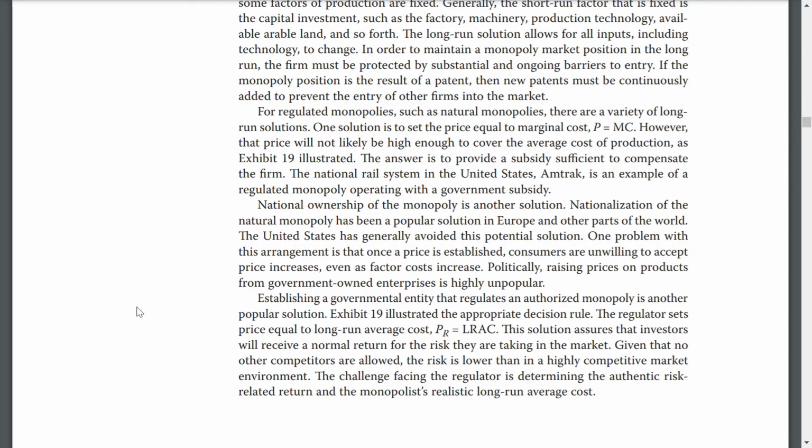Establishing a government entity that regulates an authority monopoly is another popular solution. Exhibit 19 illustrates the appropriate decision rule. The regulators set price equal to long-run average cost, or P equals LRAC. The solution assures that investors will receive a normal return for the risk they are taking in the market. Given that no other competitors are allowed, the risk is lower than in a highly competitive market environment. The challenge facing the regulator is determining the authentic risk-related return and the monopolist's realistic long-run average cost.